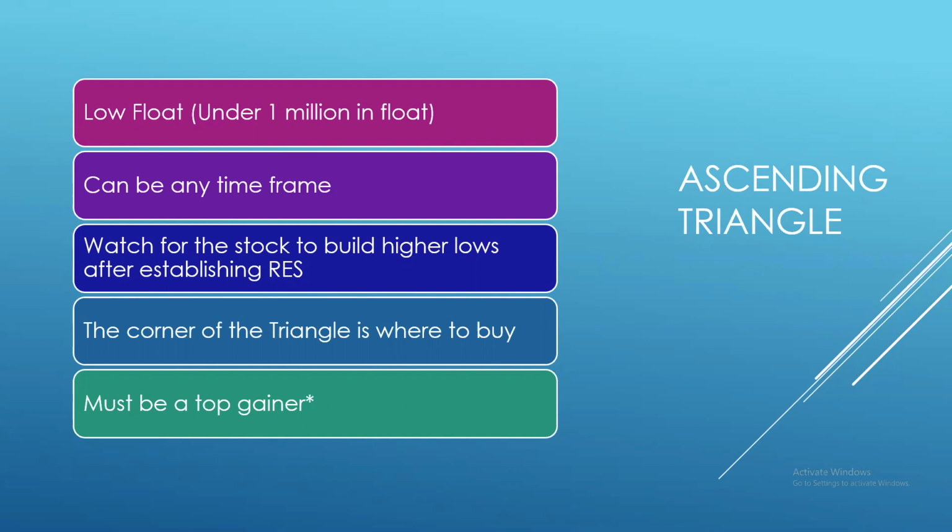That's one of the main ones. The corner of the triangle is where we want to buy. And as always, it must be a top gainer. So what are the 2 big ones right here, guys? Watch for the stock to build higher lows after hitting a resistance line. And the corner of the triangle is where you would like to buy these plays.